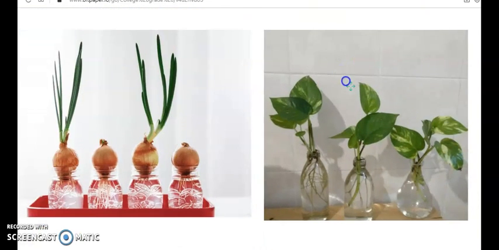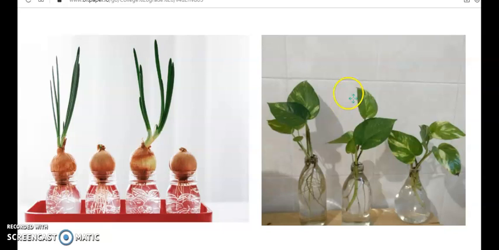Same thing happens with money plant and onion. Onion is also a stem, tuber. Tuber is more of your potato, but stem is onion and your money plant. So if you leave an onion upside down, the root part inside the water, gradually the root will start developing and the stem and leaf also start to produce.